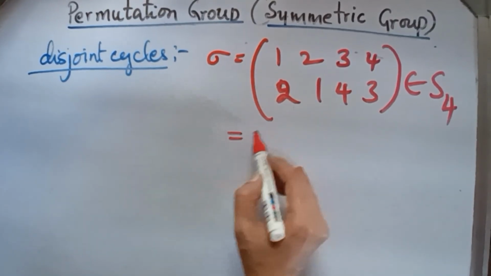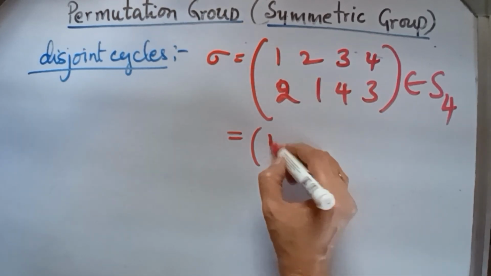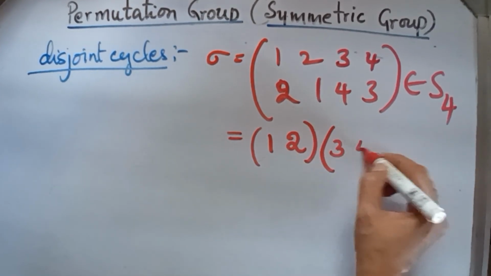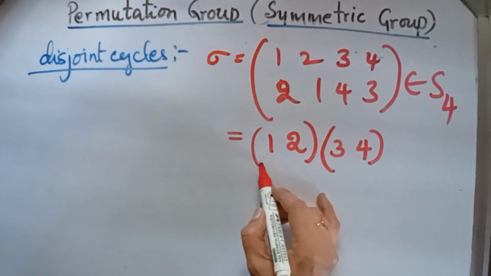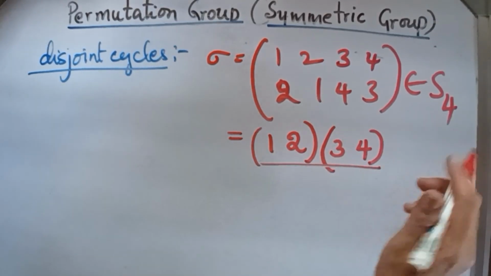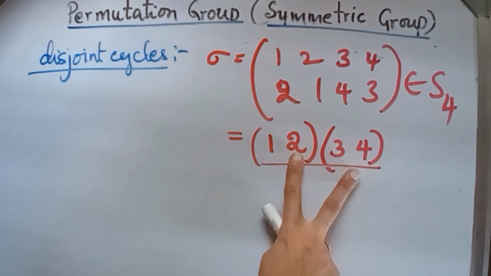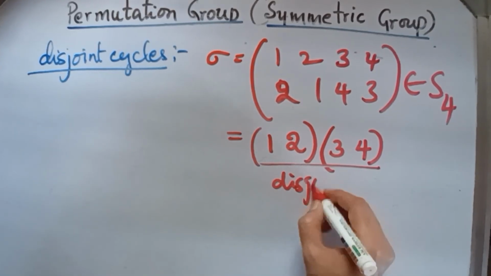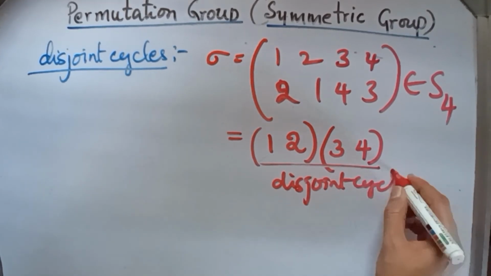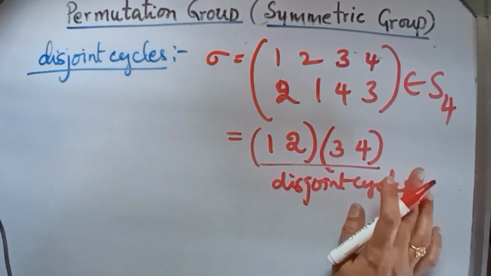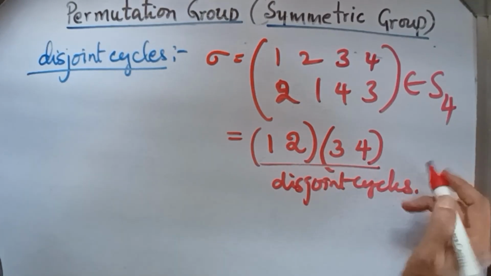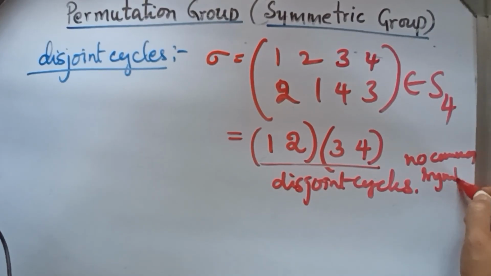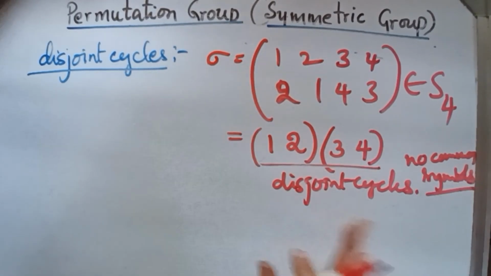So how to write it in cycle notation? 1 goes to 2, 2 goes to 1: (1 2). Then 3 goes to 4, 4 goes to 3: (3 4). Now these two are cycles of length 2, so these are transpositions, and these are disjoint cycles, because they do not have any element in common, or no common symbols.